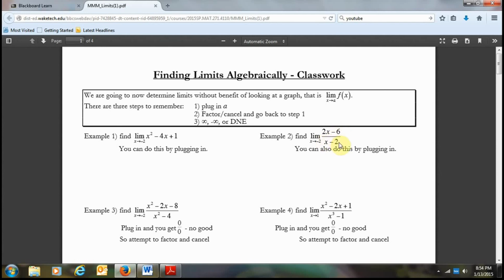-2 minus -2, or -2 minus 2 on the bottom. And that would give me 10 over 4, which would be -10 over -4, which reduces to 5 over 2. See if that's what you get for example number 2.